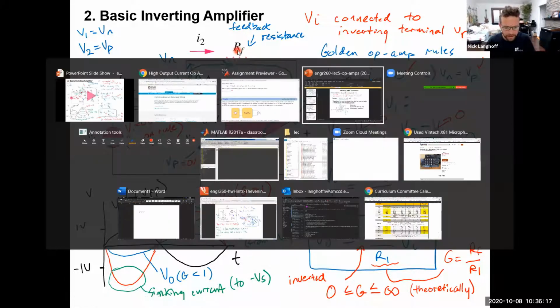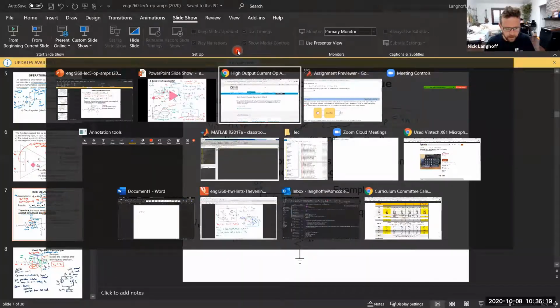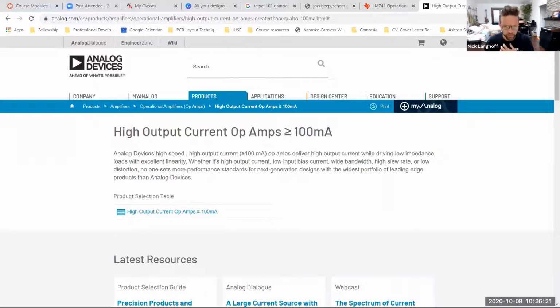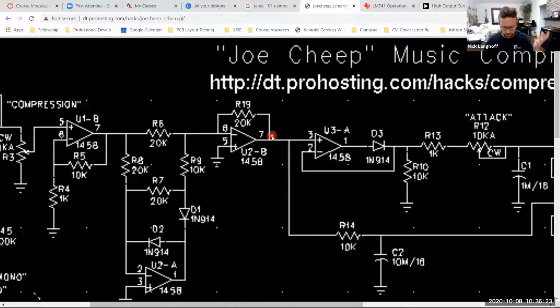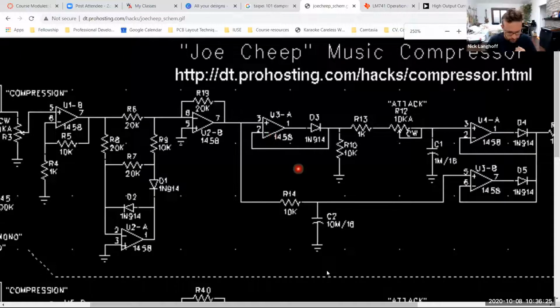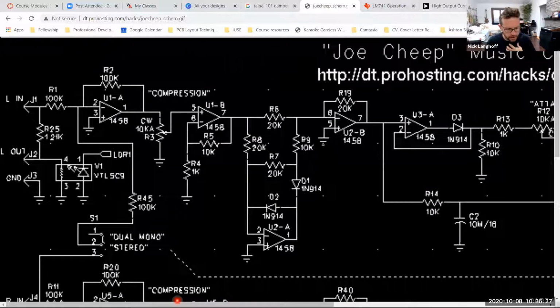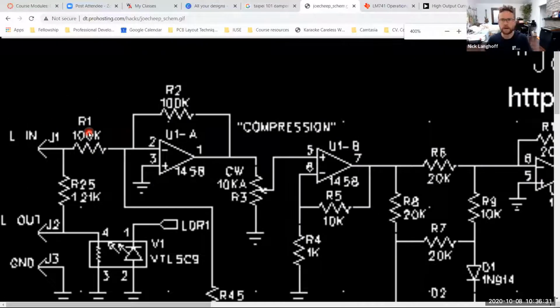And so if we went back to our schematic that we were looking at on this compressor, remember I said I built one of these. In fact, I've built a few of them. It's a nice design, actually. But take a look at the input stage. Remember I talked about this last time. Here's the left signal input, and it's coming in through jack 1.